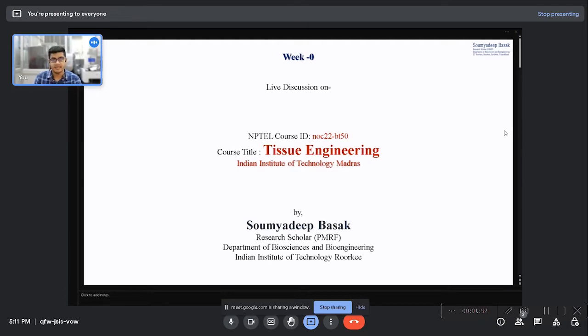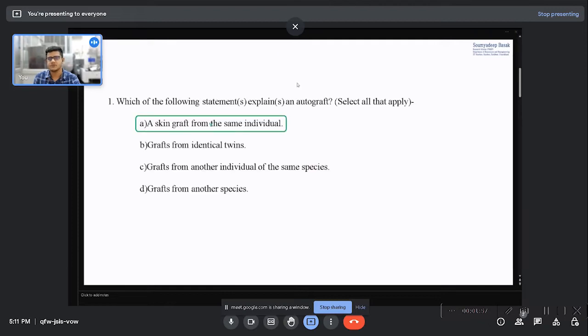So, for example, I have taken one question from the previous years. The question goes like, which of the following statements explains an autograft? Select all that apply. From our knowledge of the course, we know that it is a skin graft from the same individual. So A would be the correct option. But we would not stop here. What we would do is take the options and try to gather as much information from the options as well.